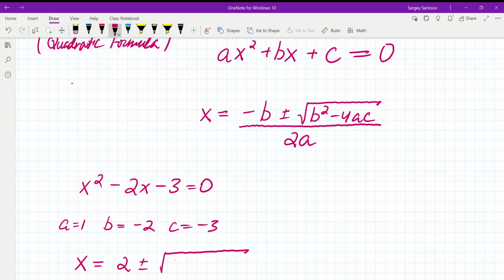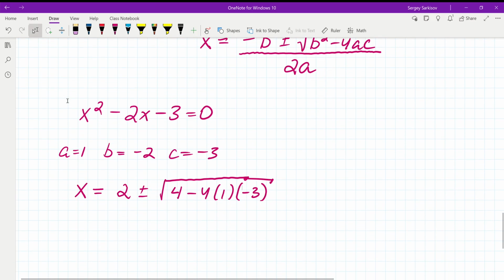Well, negative 2 squared is a 4, right? Negative 2 squared is a 4, not a negative 4. Minus 4 times 1 times c is a negative 3. Let's keep this radical all over 2a. What's 2a? 2 times 1, which is just a 2.